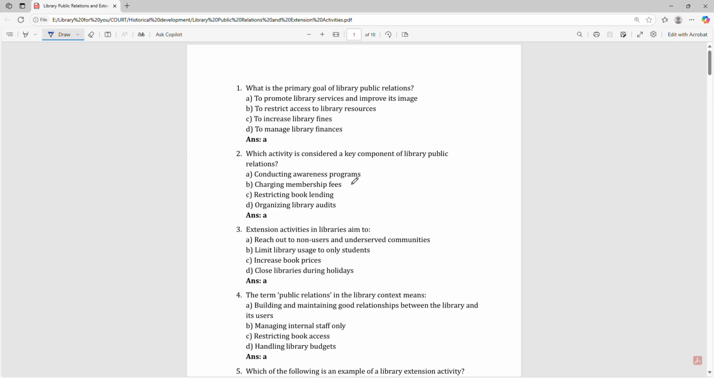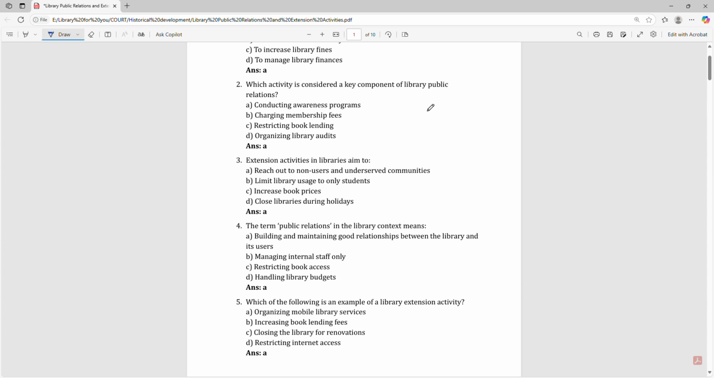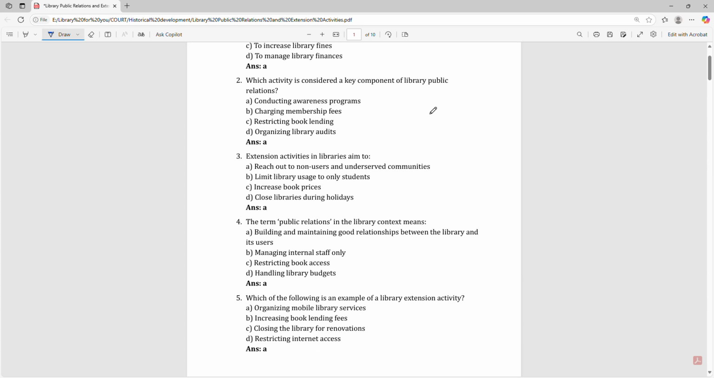What is the primary goal of library public relations? To promote library service and improve its image. Which activity is considered a key component of library public relations, that is conducting awareness programs?